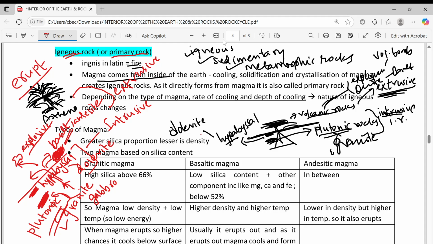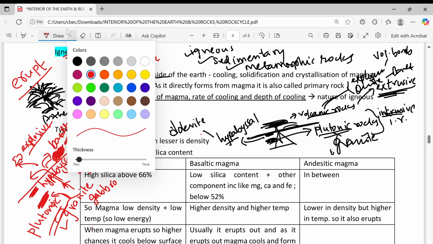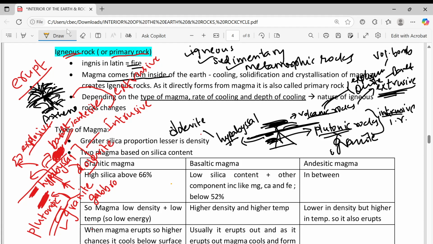If you understand the concept, you don't need to remember; you will answer the question logically. For example, here actually this plutonic rock is there. Here the lava is coming, this magma, sorry. When it is below the surface we call it magma.